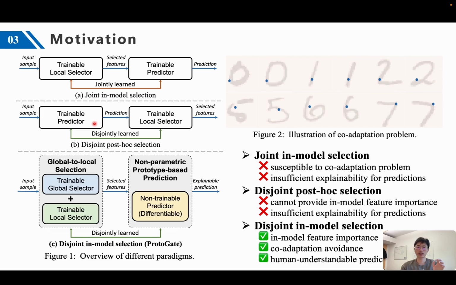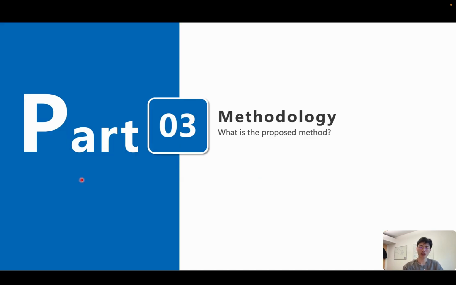Therefore, we propose the third paradigm, which is called disjoint in-model selection. It can not only preserve the advantages of the two existing pipelines, it can also provide interpretable explanations and human understandable predictions for the final decisions. We will detail this in the next section on model design.